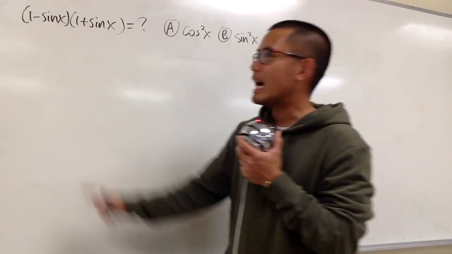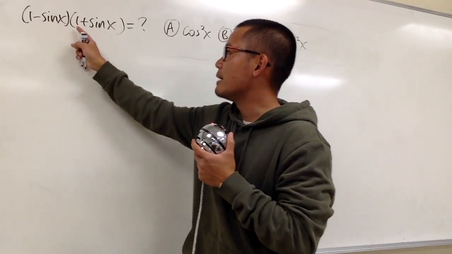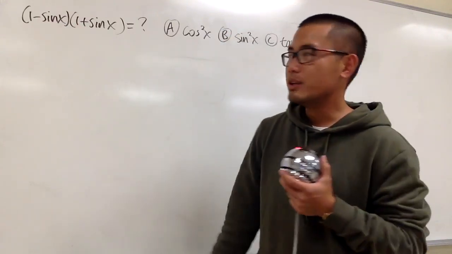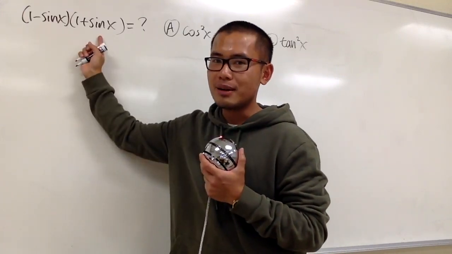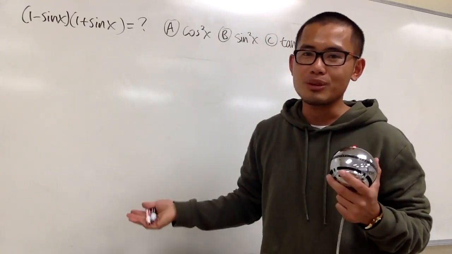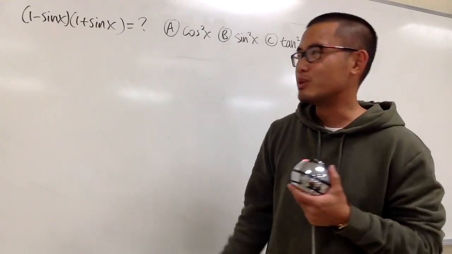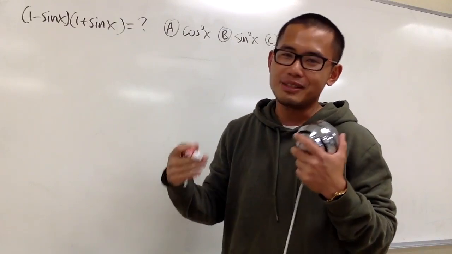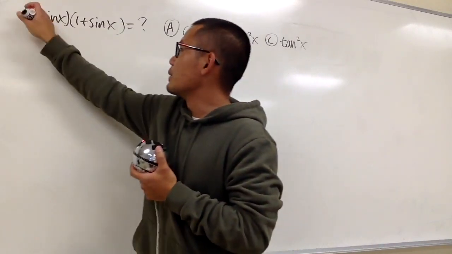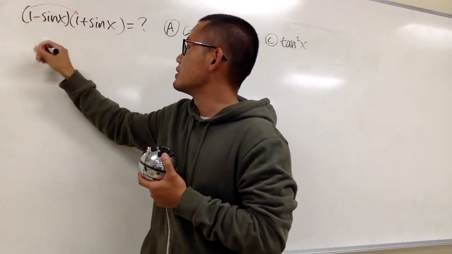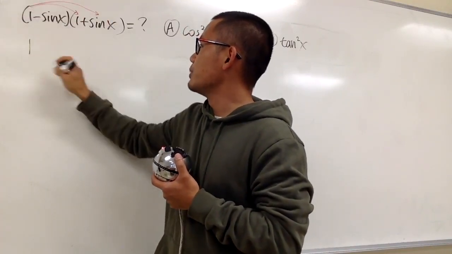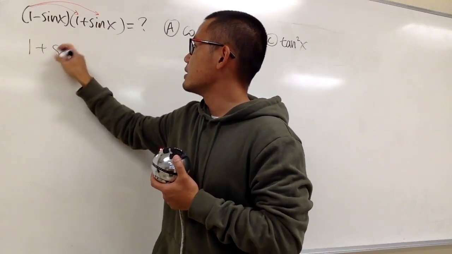For this question, we have 1 minus sine x times 1 plus sine x, right? We have two ways to do this. The first way is you can use a formula to multiply this out, the difference of squares formula. But I will show you the other way, which is to just go ahead and multiply it out, to convince you that the formula is correct. I will do 1 times 1, which is going to be 1. And then 1 times sine x is going to be plus sine x, right?